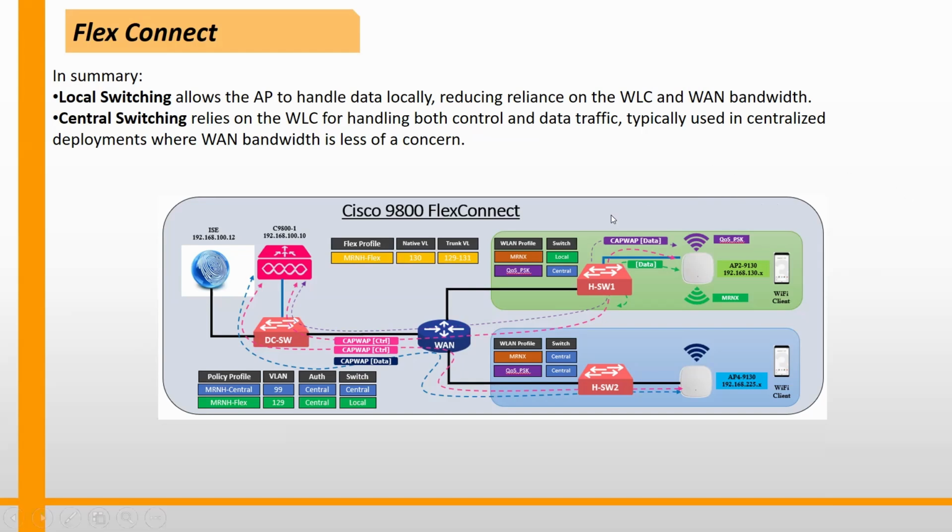The use case would be, if you want to send the traffic to the headquarter, then you can make it central switching. The traffic that you want to keep within the branch, that you can make as local switching. So that kind of arrangement you can do.